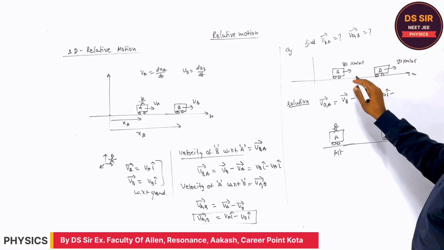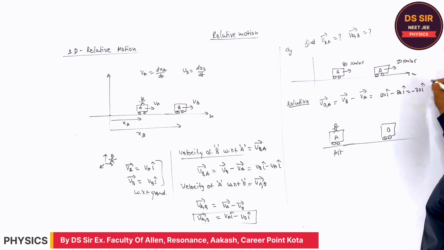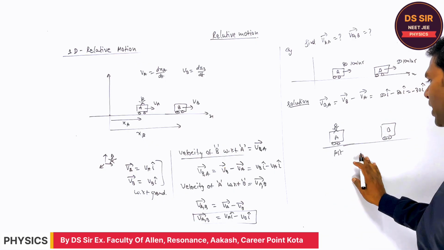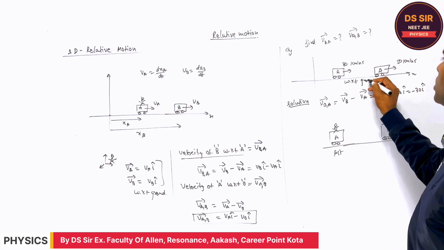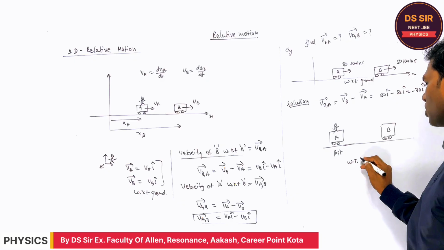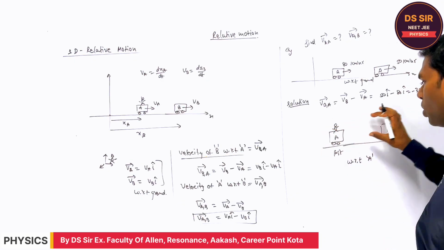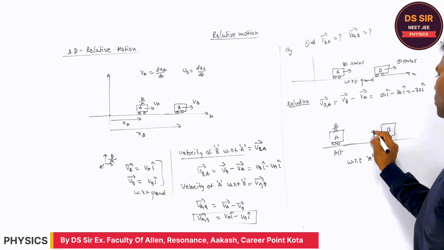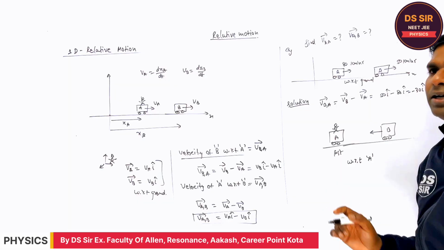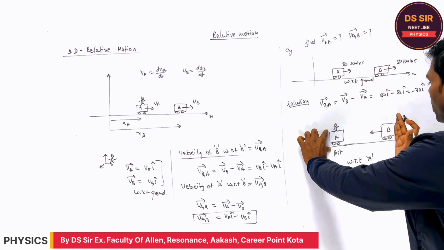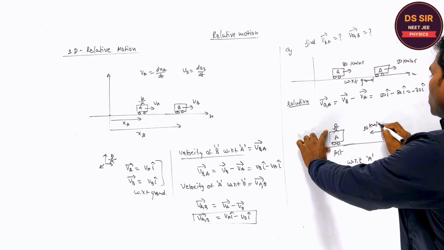Minus VA. What is VA? It is 80 i cap. The answer is minus 30 i cap. Minus 30 i cap means, although this is the figure with respect to ground, now if you want to make the figure with respect to A, so you are sitting on A and observing B, the velocity of B with respect to A is minus 30 i cap. It means with respect to A, the B is coming towards A with the speed 30 km per hour.